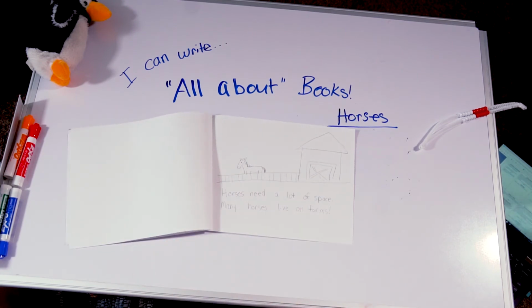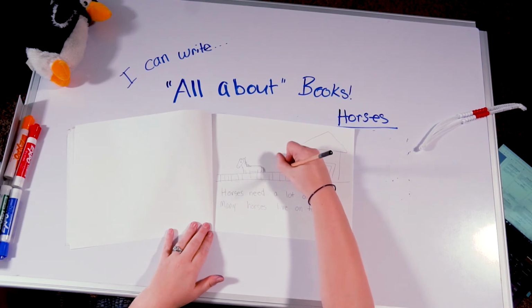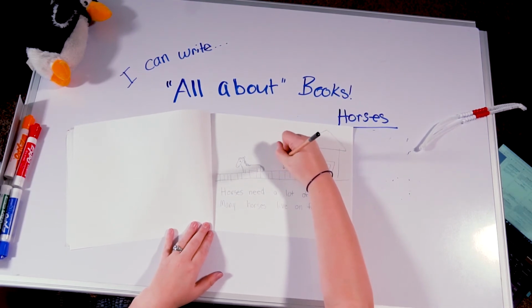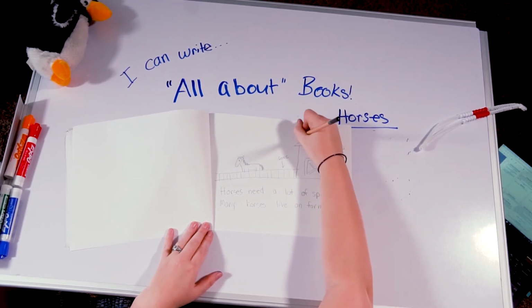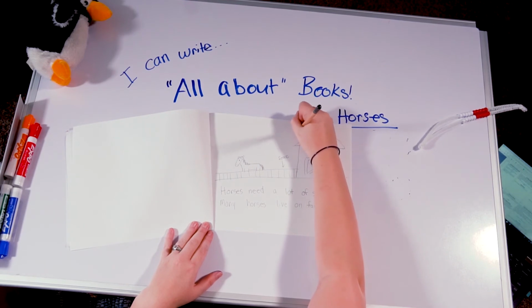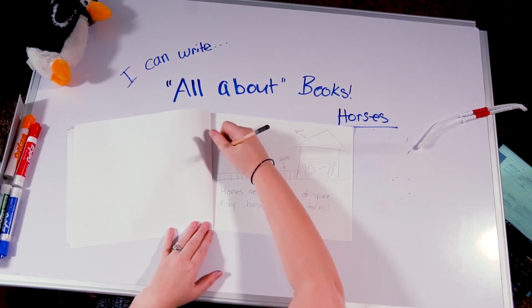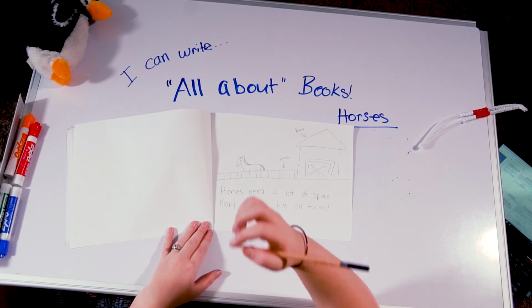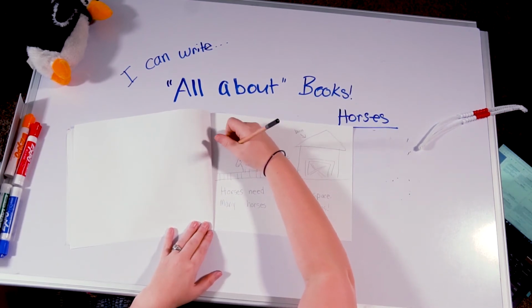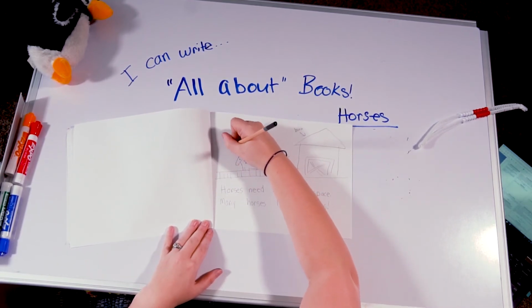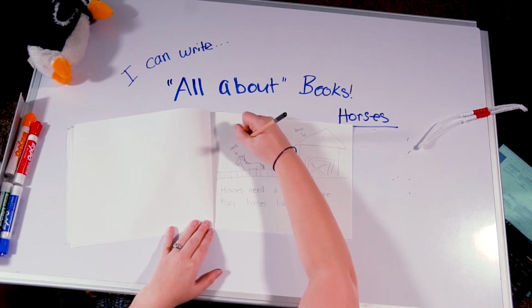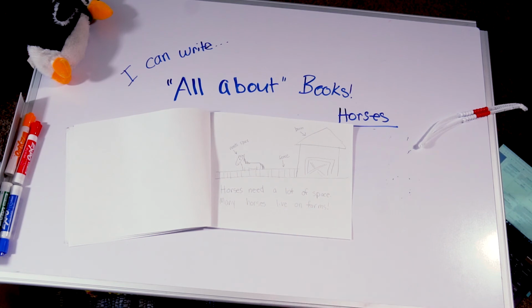Horses need a lot of space. Many horses live on farms. I could label that too. I could label this as a fence. This is a barn. This is, and then we've got, and I'm gonna say needs space. Because it's a horse, but my label says needs space because that's what I talk about in my story.